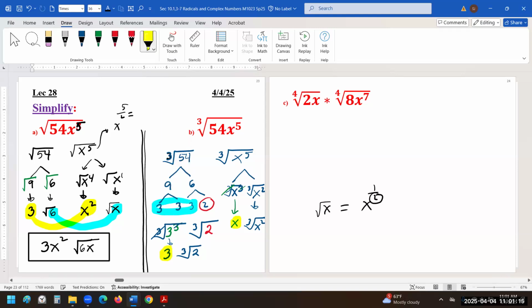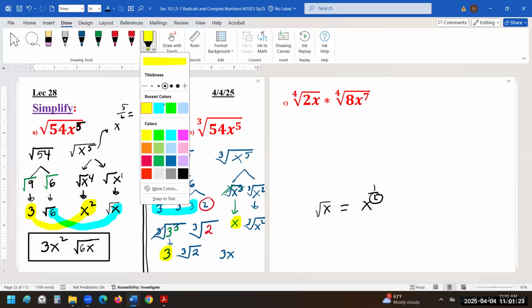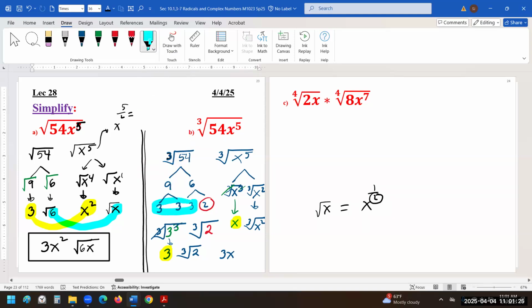So our free things are 3 and x. We put 3 and x together. Our underage who cannot leave the house is 2 and x squared. So we put them together inside the house.